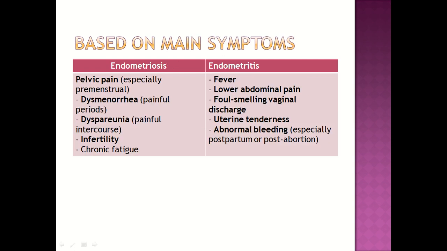Based on main symptoms, endometriosis presents with pelvic pain, especially premenstrual, presents with dysmenorrhea, that's painful periods. It presents with dyspareunia, that's painful intercourse. It presents with infertility and chronic fatigue. While endometritis presents with fever, lower abdominal pain, foul smelling vaginal discharge, uterine tenderness, abnormal bleeding, especially postpartum or post-abortion.